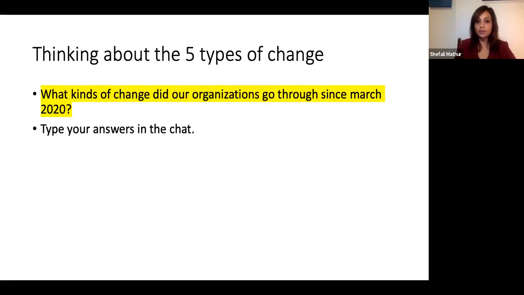So what I'm going to do is we're going to open up our chat box. We're going to be looking at this individually. You can all start putting up your notes on the chat box, and we're going to look at what kind of changes your organization went through since March 2020, right from the time that we went in for a complete lockdown to the various techniques that we adapted to survive.